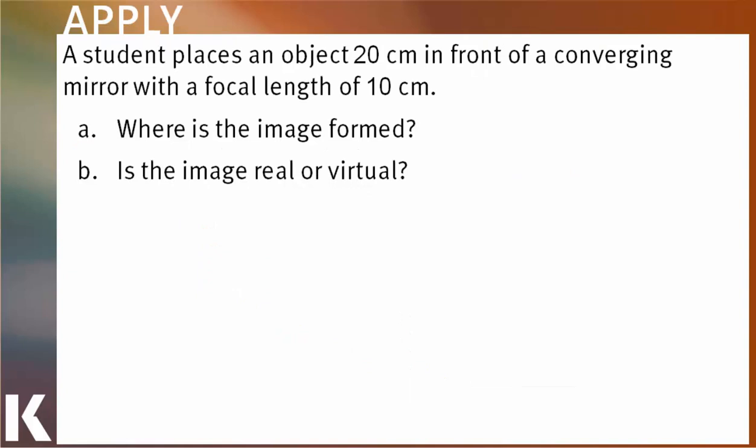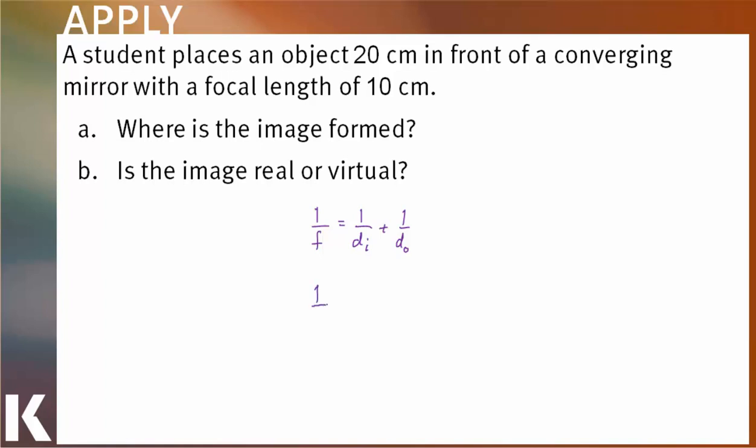Here you have a student places an object 20 centimeters in front of a converging mirror with a focal length of 10 centimeters. And we're asked to find where the image is formed and whether or not it's real or virtual. So to do the calculation, you're going to have to use our thin lens equation. So we have 1 over focal length is equal to 1 over the image distance plus 1 over the object's distance. And now we can start to plug things in.